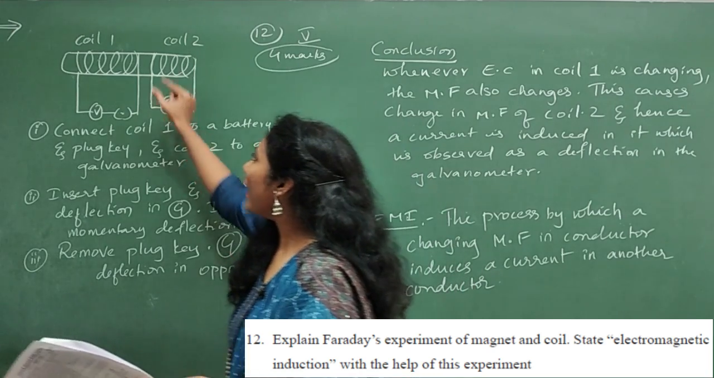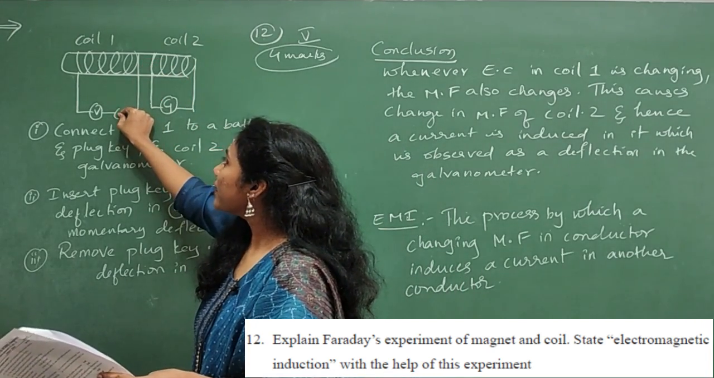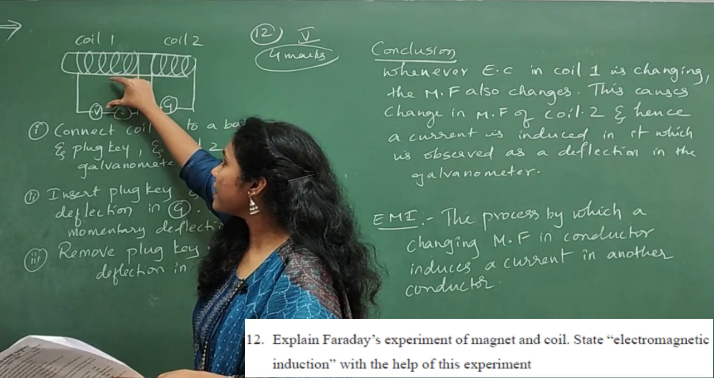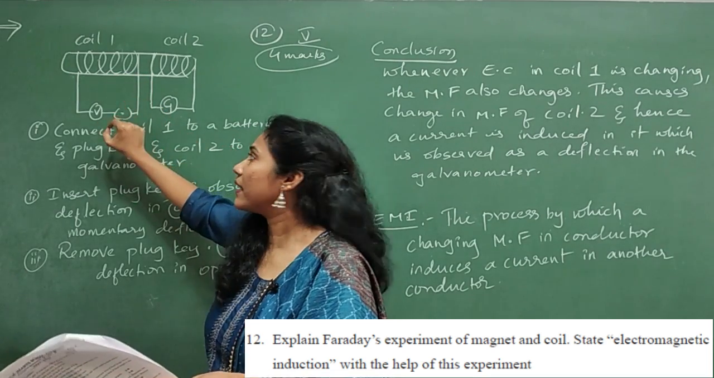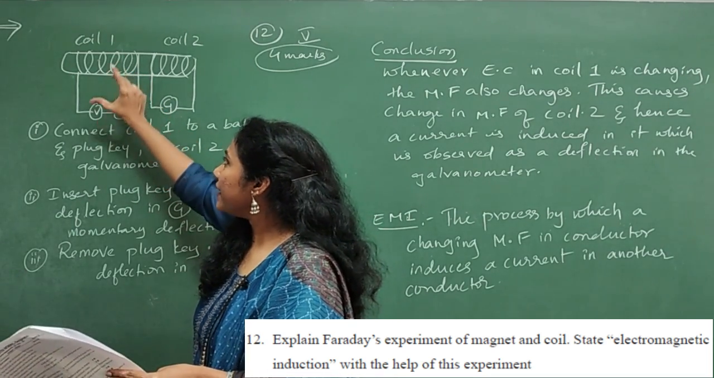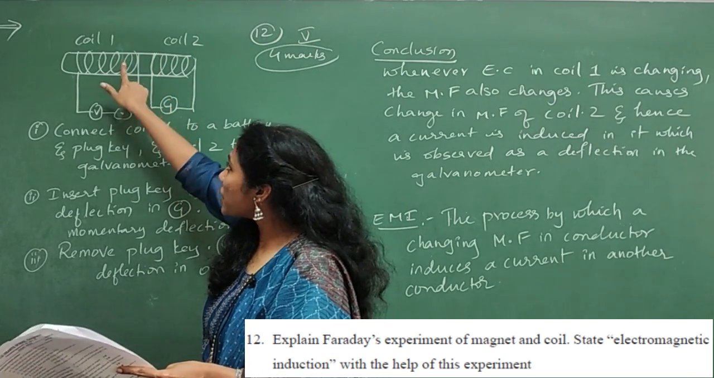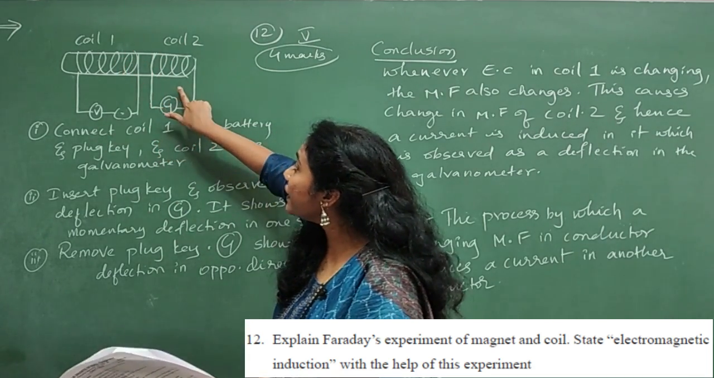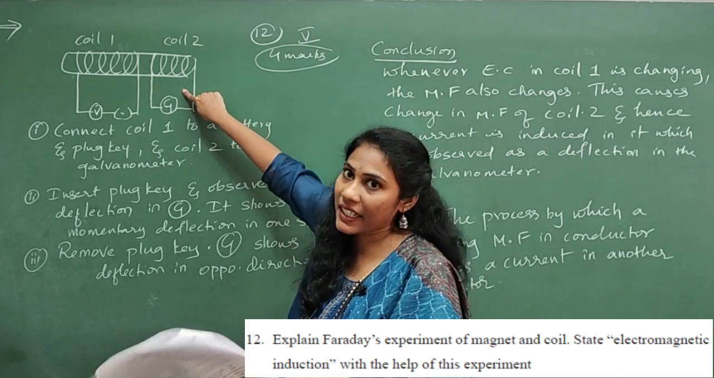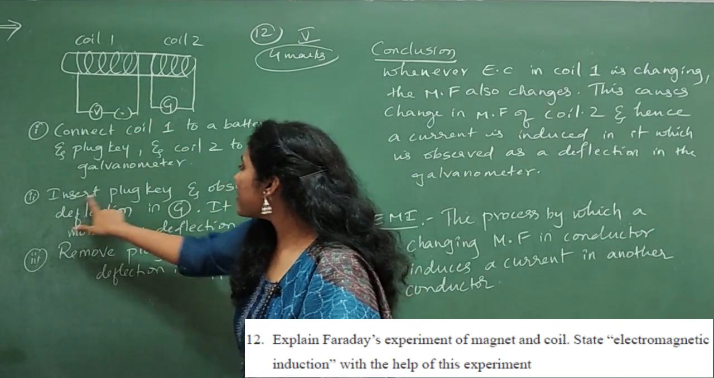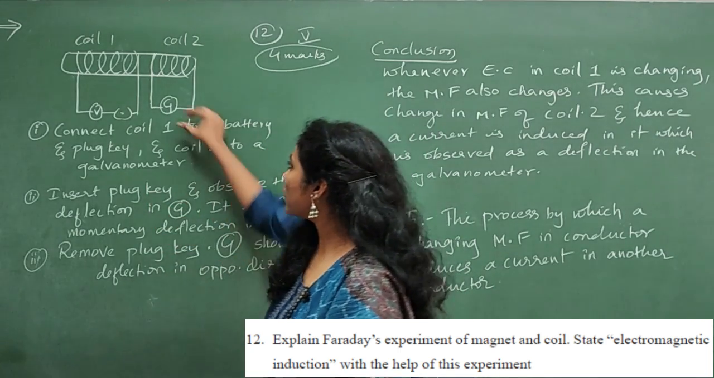Okay. So now I'll insert a plug key here. So there the current changes, right? Current changes in this coil the moment I insert a plug key. So as the current changes, the magnetic field changes. So this change in magnetic field induces current in the other conductor, that is in coil 2. That is the concept, right? So insert the plug key and observe the deflection in the galvanometer.